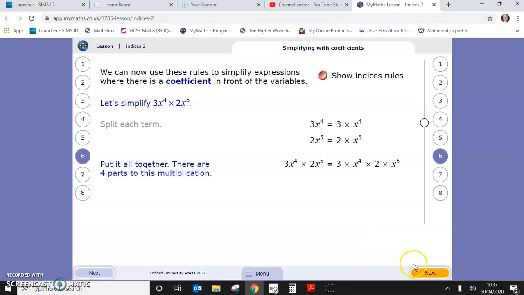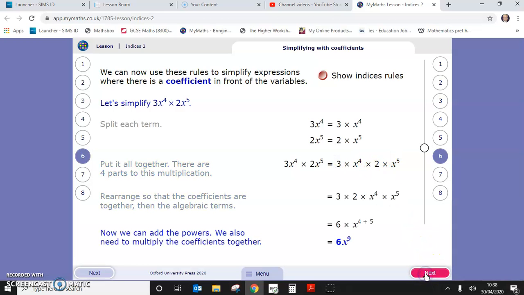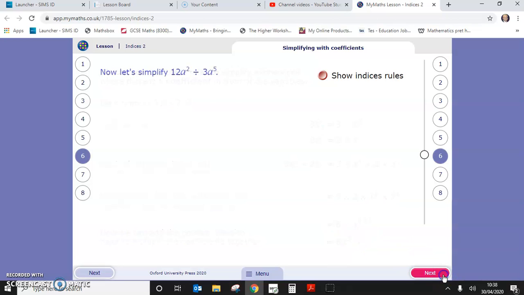So, do the numbers together, 3 times 2. That gives me 6. X to the power of 4 and x to the power of 5. I'm just timesing those two together, so I add the indices. So that's x to the power of 9, and the 6 then goes back in front as the coefficient. So 6x to the power of 9.